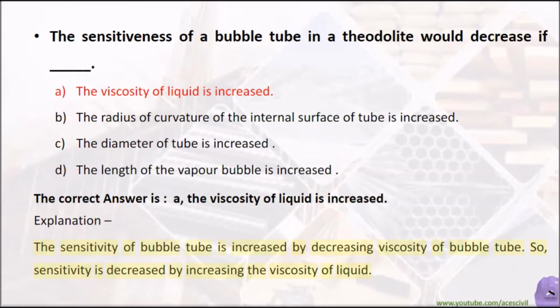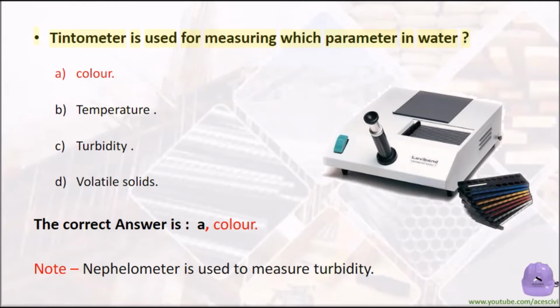Tintometer is used for measuring which parameter in water? A. Color. B. Temperature. C. Turbidity. D. Volatile solids. The correct answer is A. Color. Note: nephelometer is used to measure turbidity.